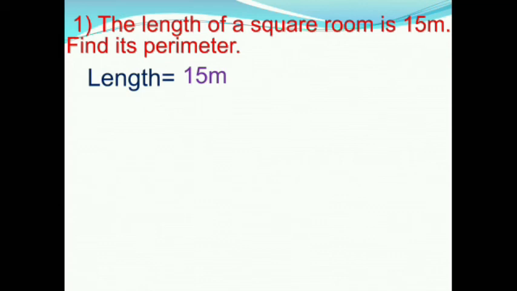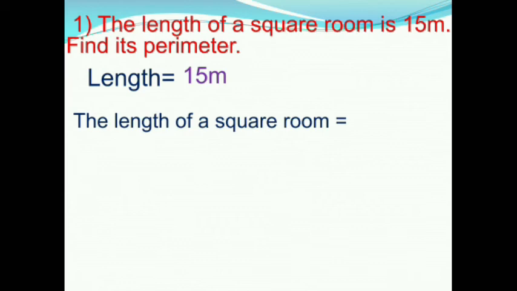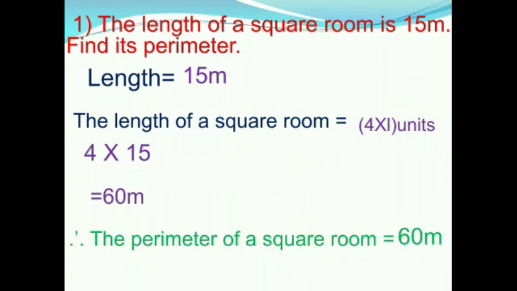Now we should find the perimeter of this square room. First we should write the length of a square room is equals to 4 into L units. L means length. Now we should multiply 4 by 15. 15 fours are 60. Therefore, the perimeter of a square room is 60 meters.